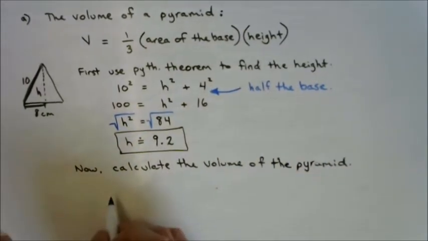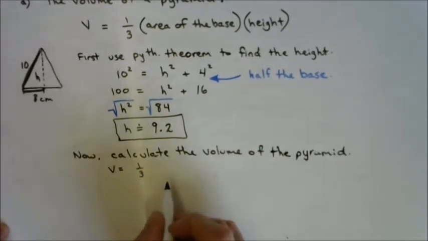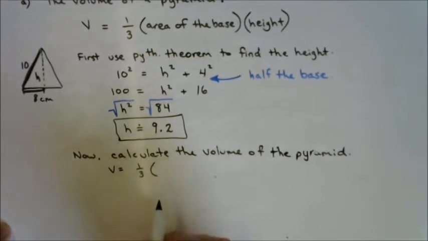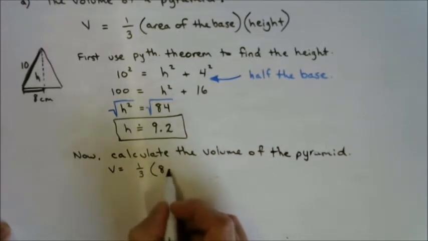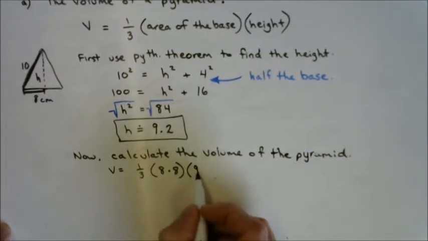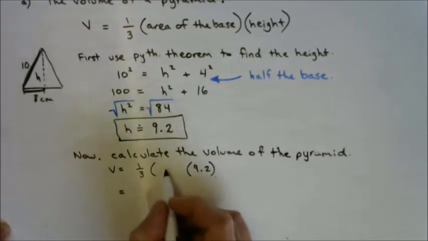Okay, so we have our formula up top. I'm going to copy it down. Volume is 1/3. And now to get the area of the base, well, I'm looking at this and it is a square-based pyramid. So how would I calculate the area of the base? Length times width, right, of the base. So the sides are just 8 times 8. And the height we calculated as 9.2. You could also use 8 squared in here.